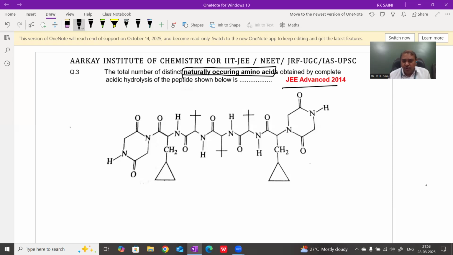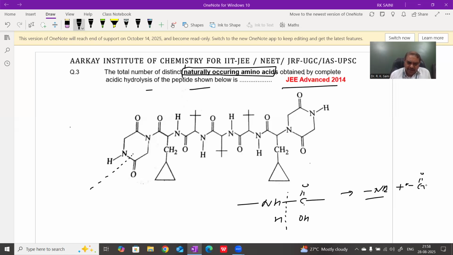For example, in this question, on hydrolysis, how many naturally occurring amino acids are obtained from the polypeptide chain? A polypeptide chain gives different types of amino acids on hydrolysis. In acidic medium, the NH group changes into NH2 and the CO group changes into acid. So on hydrolysis, we obtain separate molecules of amino acid, with NH2 and COOH groups. When this peptide chain is hydrolyzed, this group gets H and OH.